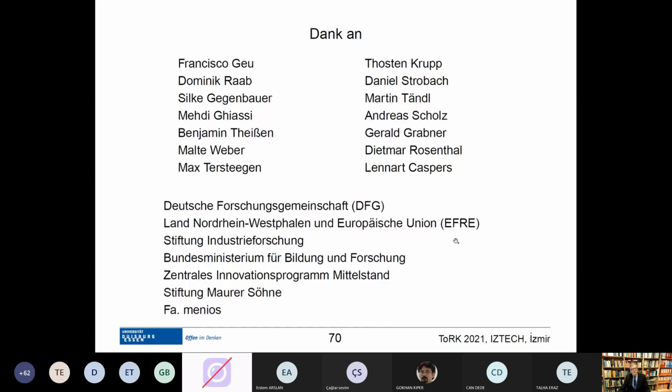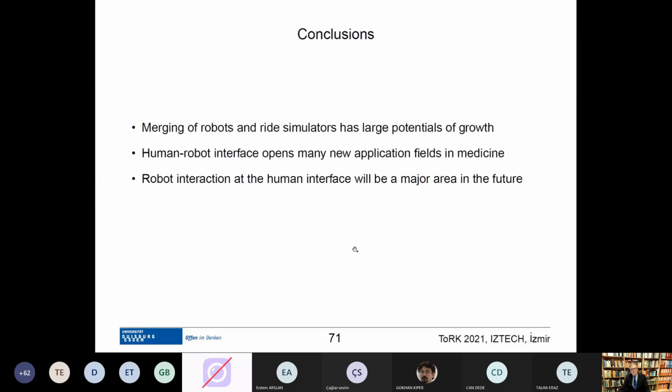So I'm coming to the end. Of course, there are many people to thank. There are also many funding sources to thank. And to come to the conclusions, I believe that, in one specific area, this ride simulator robot base has large potential of growth for many applications. I believe that the human-robot interface opens many new application fields in medicine, but also in industry. And I believe that this robot interaction with the human interface will be a major area in the future, of course, as industry is starting to use them more and more.